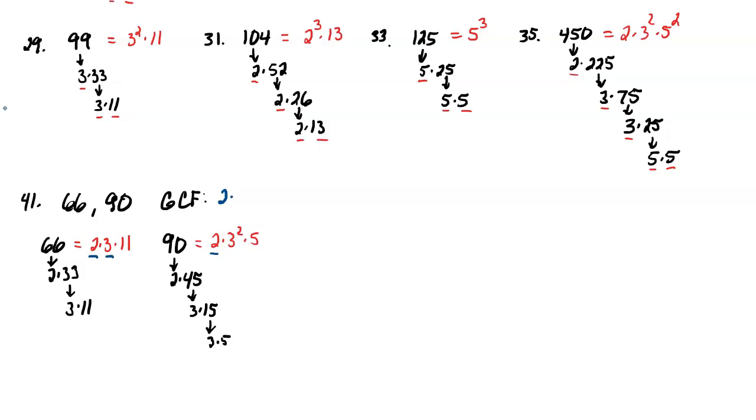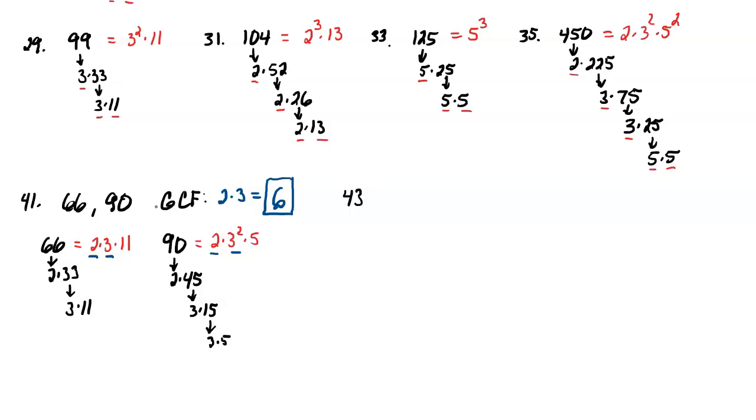Now there's a 3 in this list and in this list. What's the lowest power of 3 that's common to both lists? The first list only has 3 to the 1, and so that limits us to 3 to the 1 in our greatest common factor. Neither the number 11 nor the number 5 are common to both lists. 2 times 3 is 6, so our greatest common factor is 6. The largest number that divides into 66 and into 90 is 6.